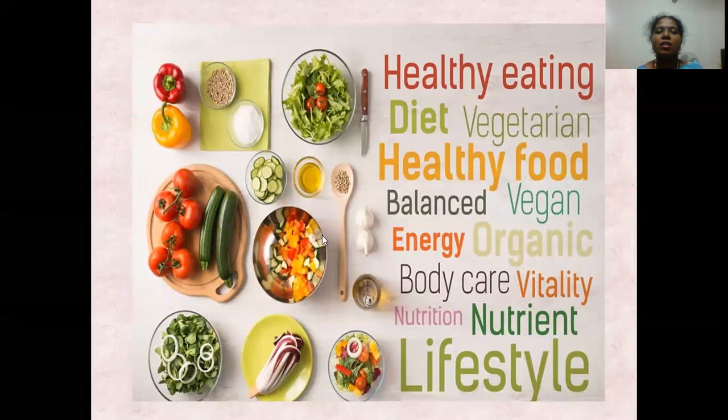So healthy eating, especially vegetarian healthy food, with these vegetarian food items or sources will provide the body the nutrients, and based on our lifestyle we have to adopt the nutrients.